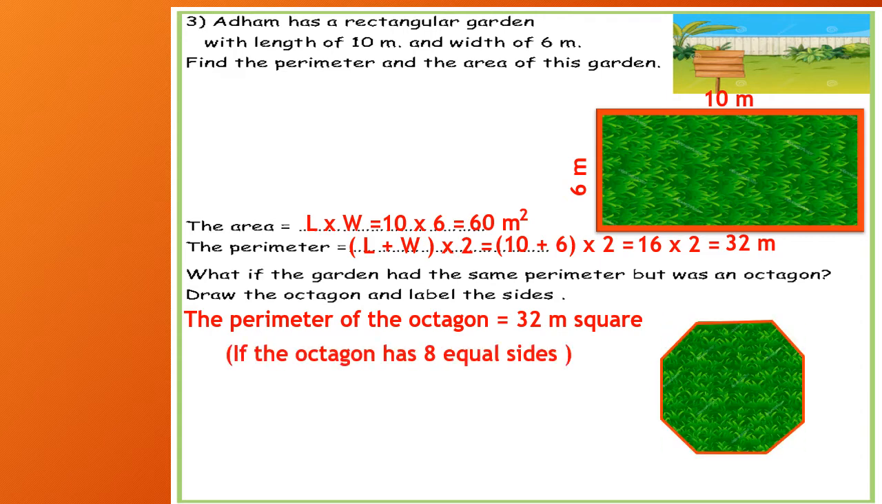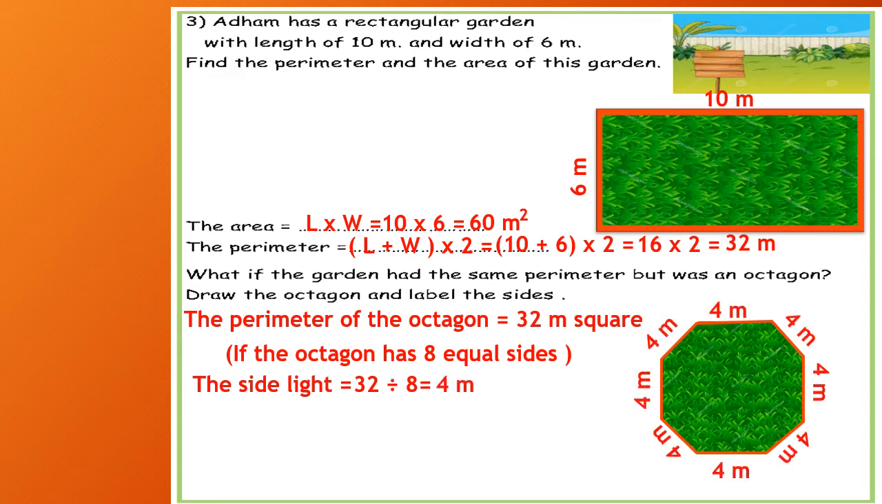If the octagon has equal sides of length, all eight are equal in length. So the side length of this octagon is 32 divided by 8, because the octagon has 8 sides. So each side equals 4 meters.